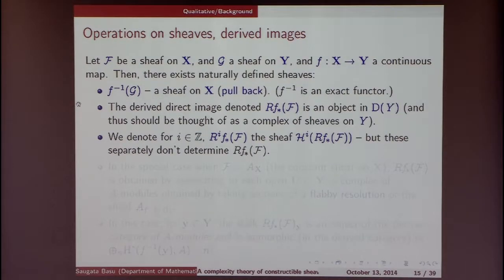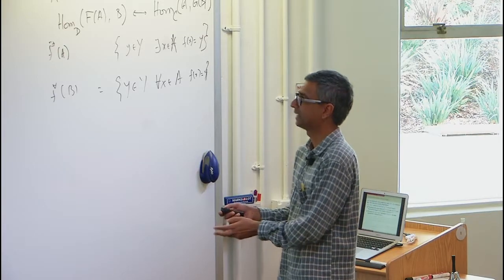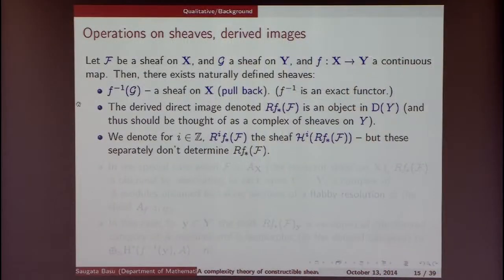How do you push forward a sheaf? Well, R^0 is just what you would expect. You are given a sheaf here, so what would be the associated sheaf? For each open U in Y, you take f inverse of U, which is open in X, and that gives you R^0. But this is not an exact functor, so you get higher derived images. It's left exact, but not exact.